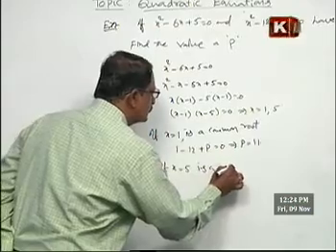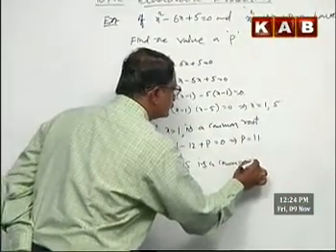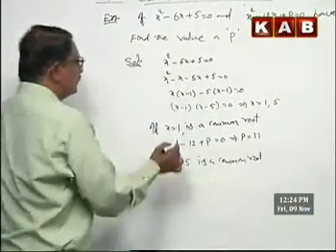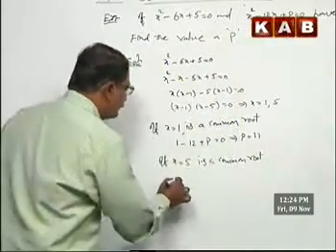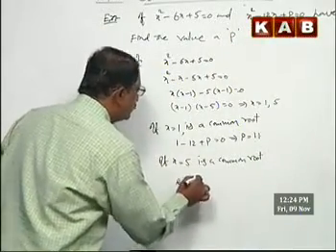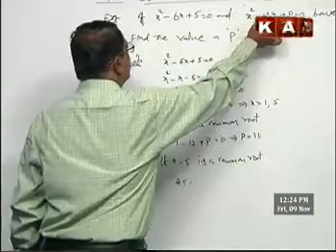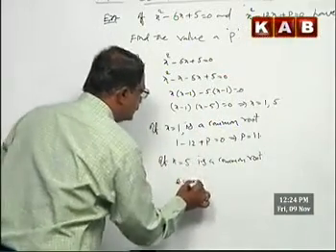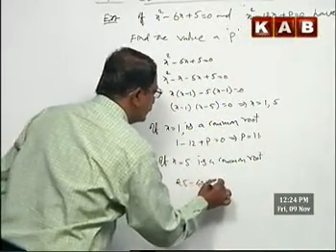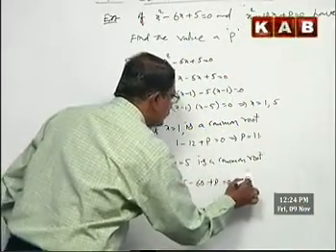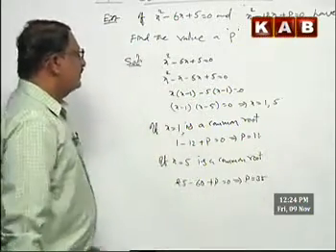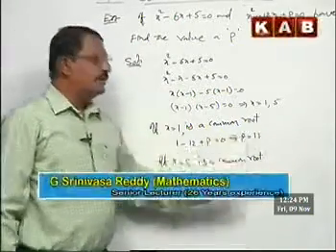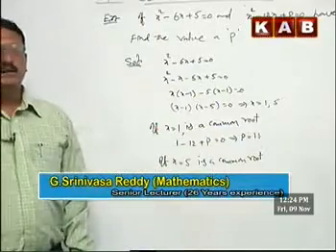If x equals 5 is a common root, substitute x equals 5 in the second equation, we get 25 minus 12 into 5, 60, plus p equals 0, this implies p equals 35. Therefore, the values of p may be 11 or 35.